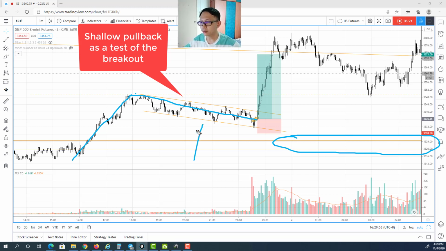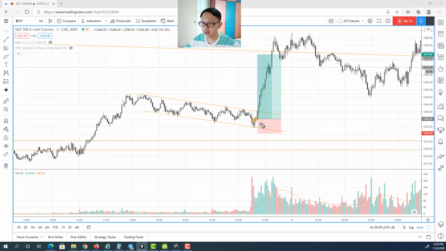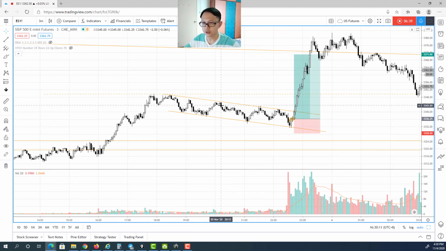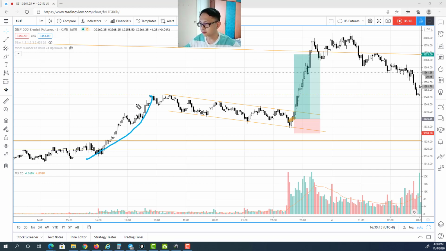So the pullback right there actually just held above the support level. It didn't really touch it, so it's a very shallow type of pullback. And eventually I just took this opportunity to ride this trend continuation to the upside. So the context is to leverage this breakout, pullback, and continuation to the upside.